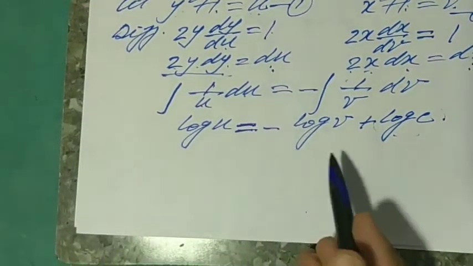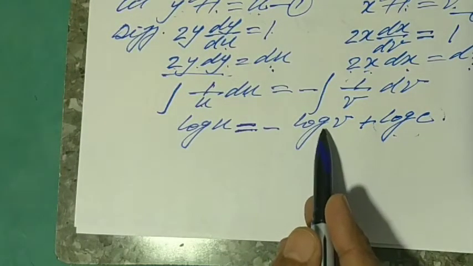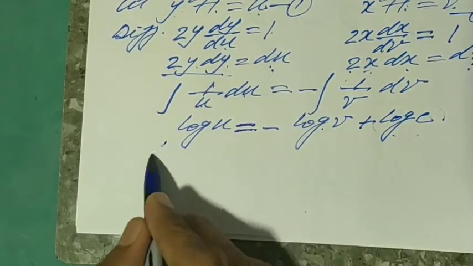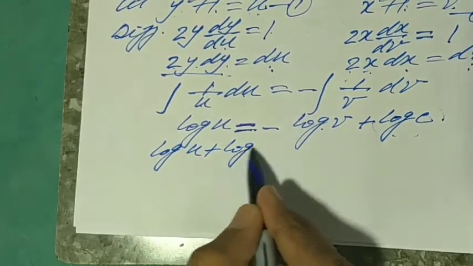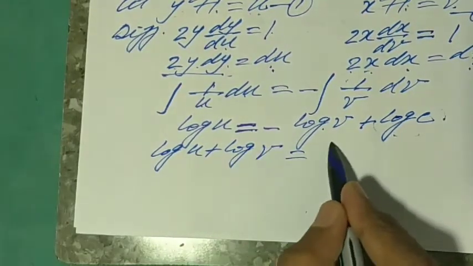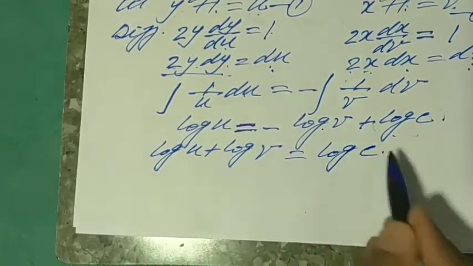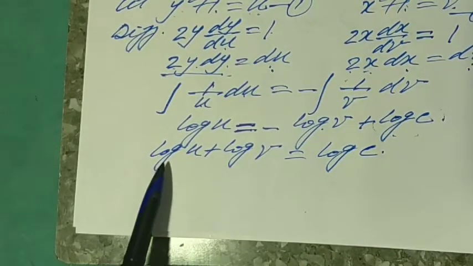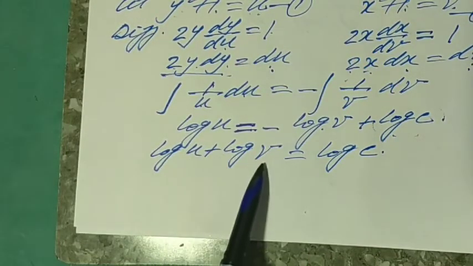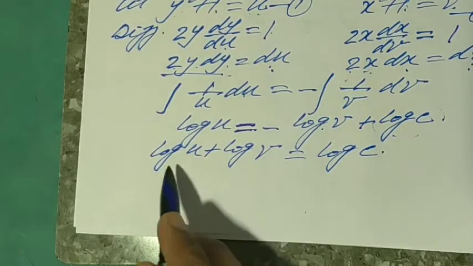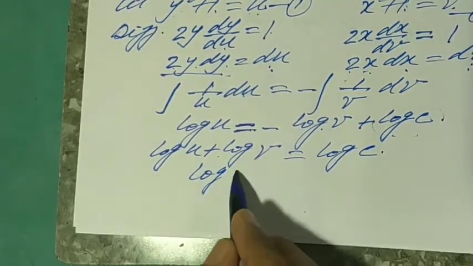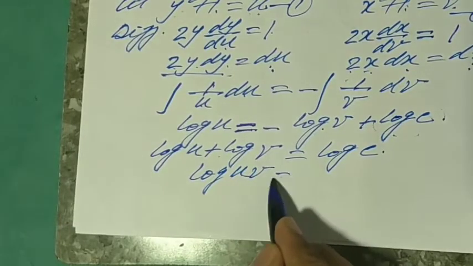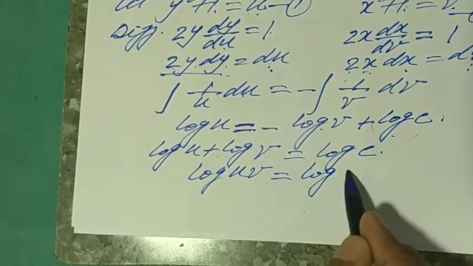Now simplifying this, we have to transpose log v to the left hand side, so we get log u plus log v is equal to log c. And by the logarithmic law, log m plus log n is equal to log (m into n), so log u plus log v becomes log (u into v). So log (u into v) is equal to log c.